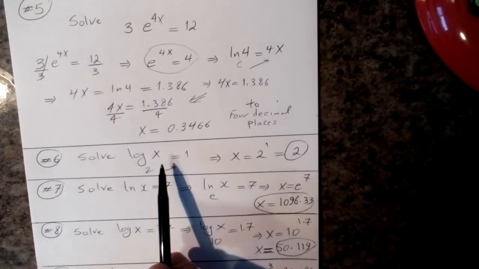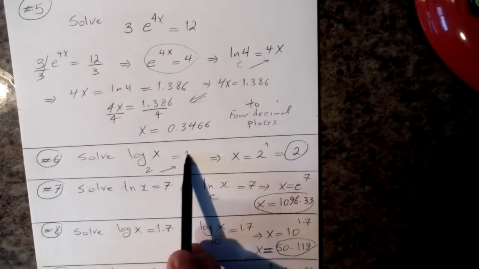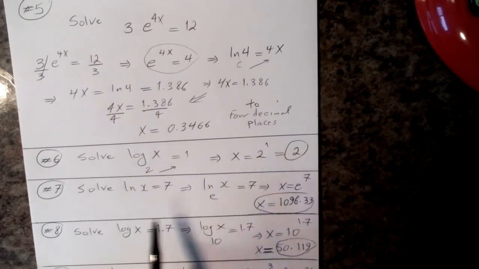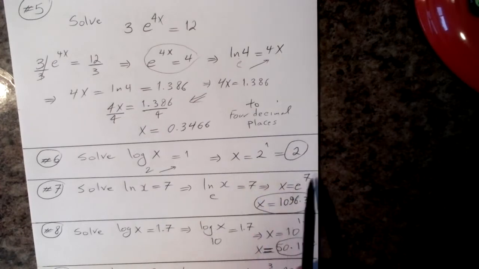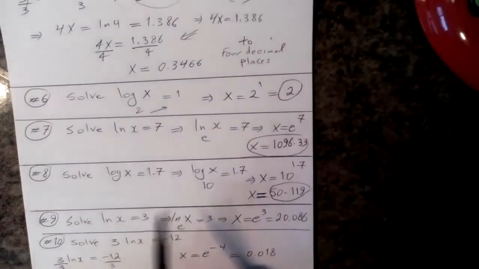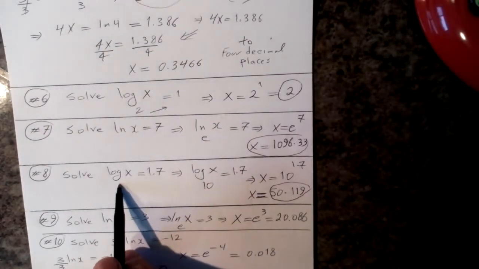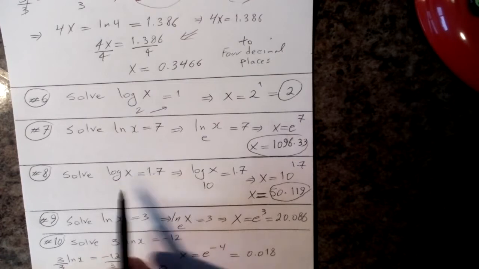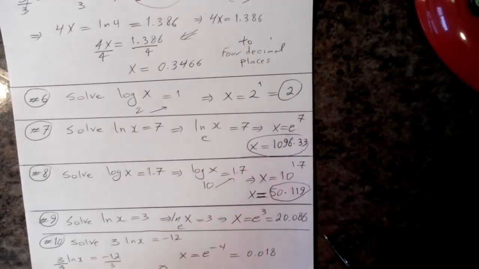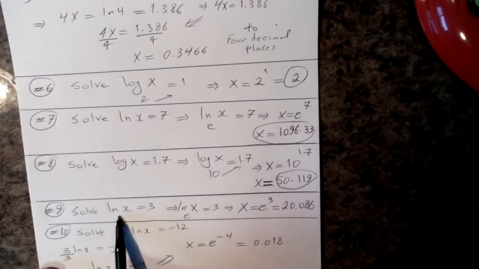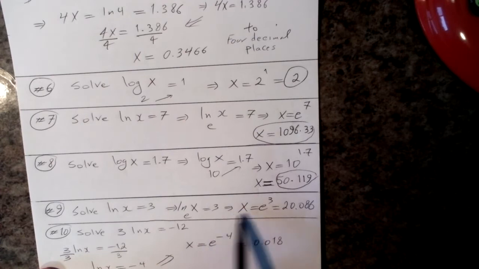Same thing. X is 2 to the power of 1. X is, what's the base for natural log? E. E to the power of 7. If you don't see any base for log, it means base is 10. So x is 10 to the power of 1.7. Again, natural log means base is always e. E to the power of 3.